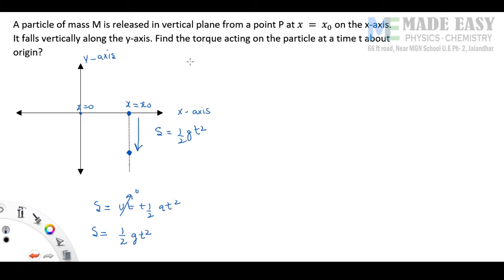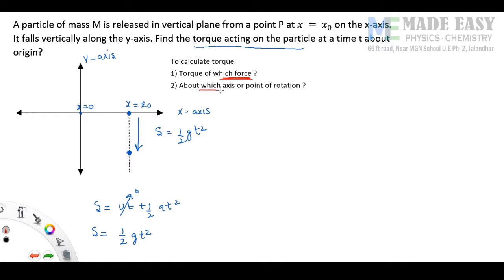Now before I calculate the torque acting on the particle, I must keep 2 points in mind always. Whenever you are asked to calculate torque, you have to keep 2 points in mind always. First point is torque of which force. किस फोर्स का आप टॉर्क निकालना चाहते हो, राइट? Second point that we need to consider is torque of force about which axis or which point. So please keep these two questions always in your mind. First, torque of which force, right?